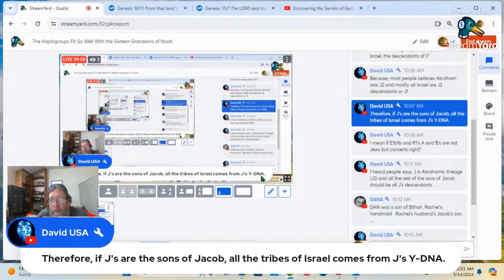So J can't be the sons of Jacob, because Jacob is not the father of the Arabic people who are also J1. So they have a common ancestor, which is Abraham. The Arabic people have a common ancestor with Israel. That's the reason why they're J1 too, because their common ancestor is Abraham. The common ancestor of Arabic people and Jewish people, Israelite people, Danite people is Abraham.